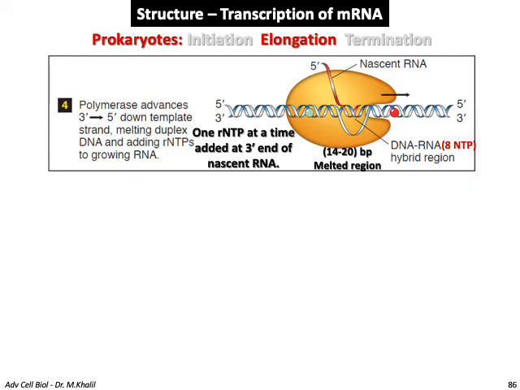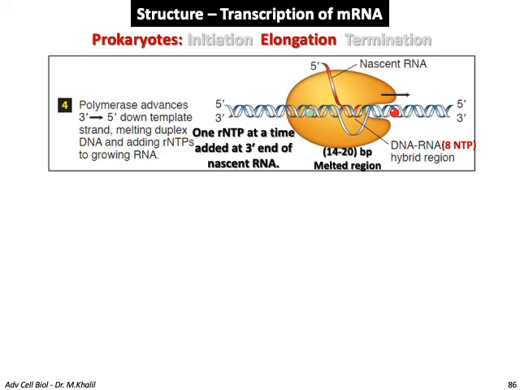So we'll talk about the elongation. Actually, elongation is a repetition of what has been done before. The RNA polymerase starts to move over the DNA, and the transcription bubble is converted to a melted region of around 14 to 20 base pairs that moves along the DNA. You can see that the nascent RNA starts to emerge with the 5' end free. That means the transcription is occurring in the 5' to 3' direction. The RNA polymerase adds one ribonucleotide at a time at the 3' end of the nascent RNA.